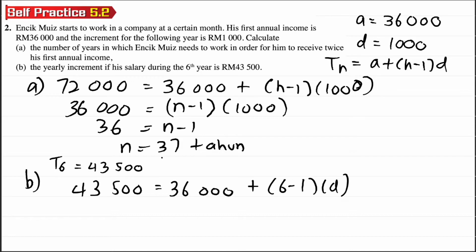So, 43,500. Kita minuskan dengan 36,000. Kita akan dapat sini 7,500. 7,500 sama juga dengan 5D. So, D is equals to, bahagi dengan 5. Kita akan dapat RM 1,500.